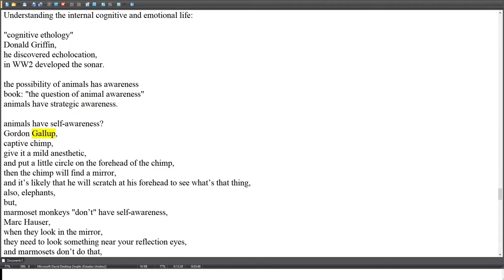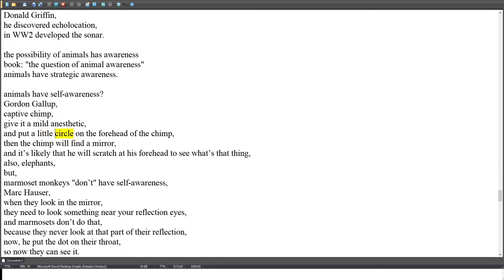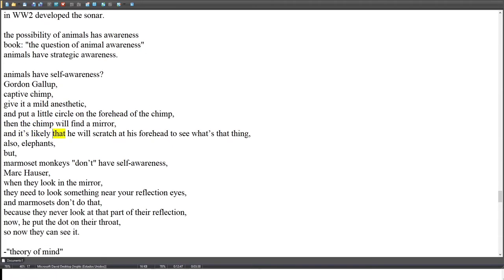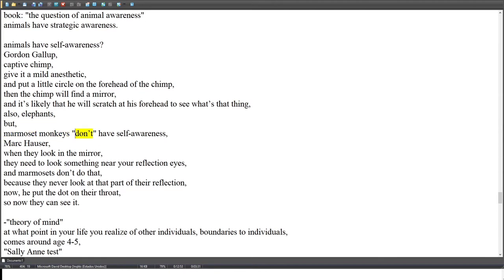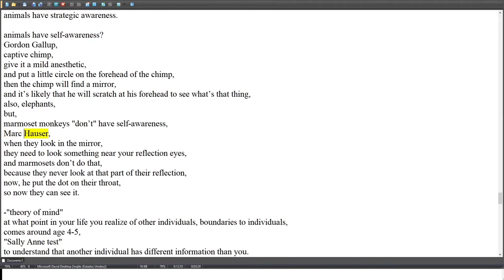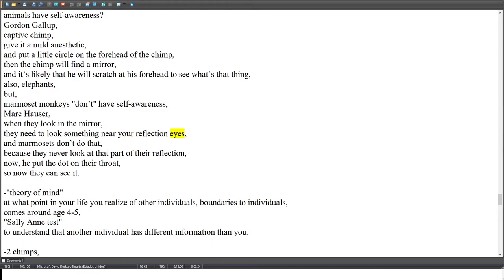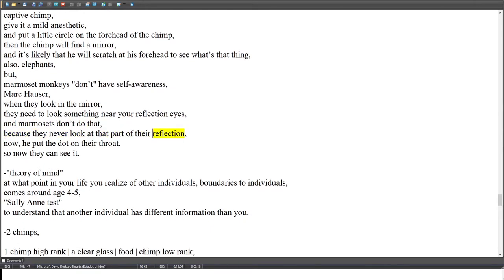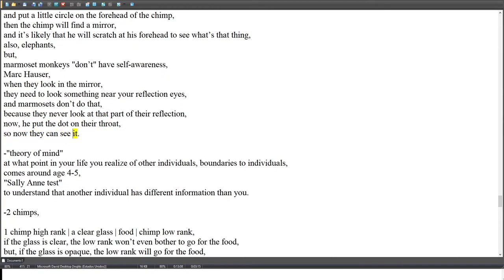Gordon Gallup took a captive chimp, gave it a mild anesthetic, and put a little circle on the forehead of the chimp. Then the chimp will find a mirror, and it's likely that he will scratch at his forehead to see what that thing is. Also elephants. But marmoset monkeys don't seem to have self-awareness. Mark Hauser noted that when they look in the mirror, they need to look at something near their reflection's eyes, and marmosets don't do that, because they never look at that part of their reflection. So he put the dot on their throat, so now they can see it.